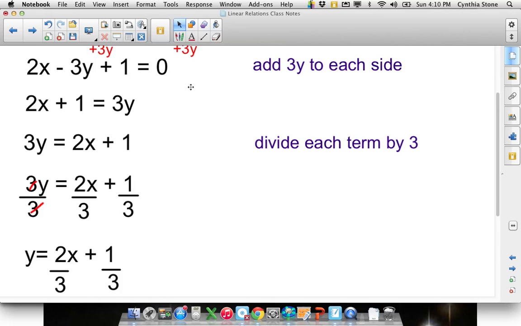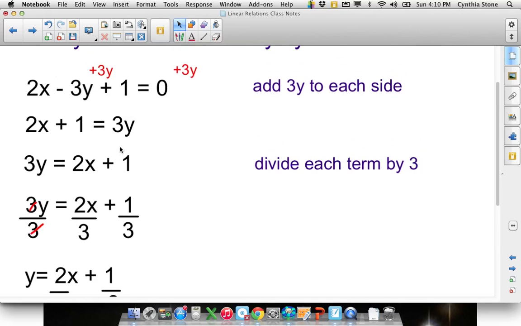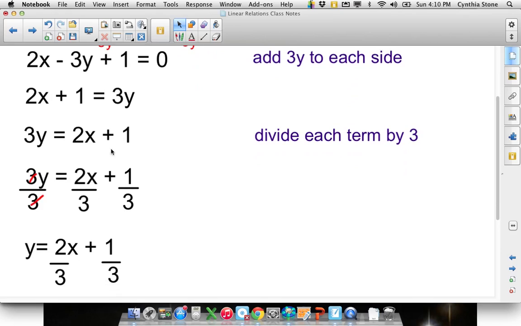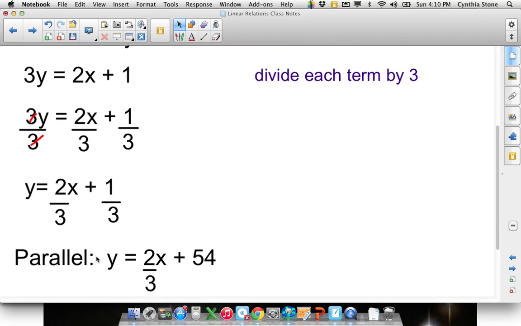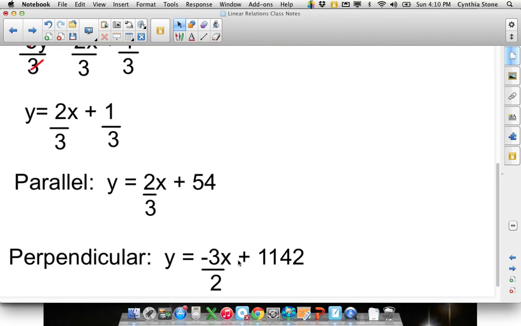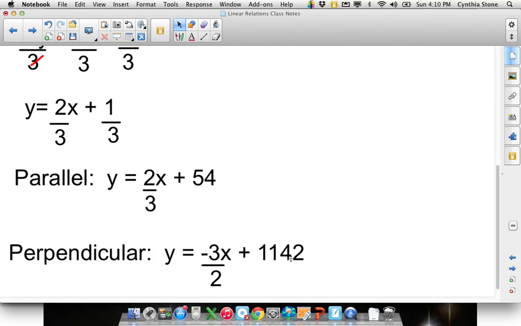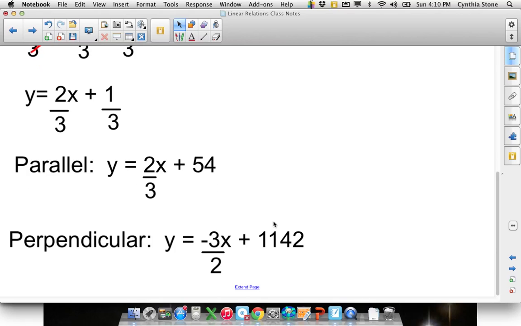So this part's the part you should have from a couple days ago, be pretty good at. Going from standard form to y equals mx plus b form. And then to get a parallel line, I just chose 54, but it could be anything, but it's going to have the same m, right? And then perpendicular, it's going to have any b I want, but it has to take that slope and just flip it and change the sign, negative reciprocal. Okay, so that's finding equations of lines.